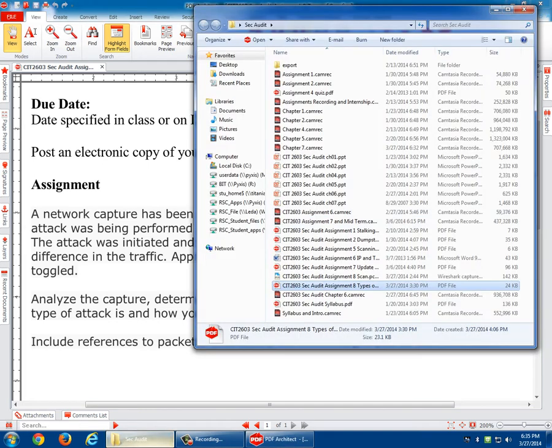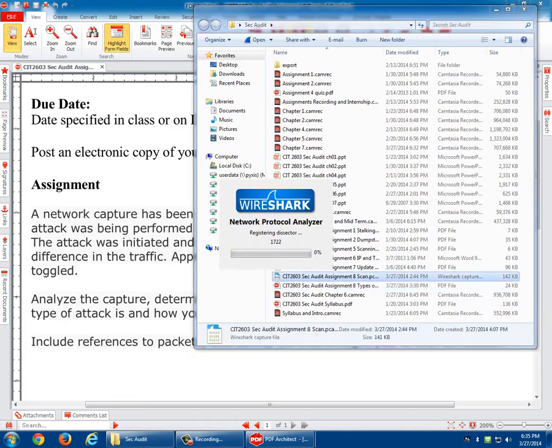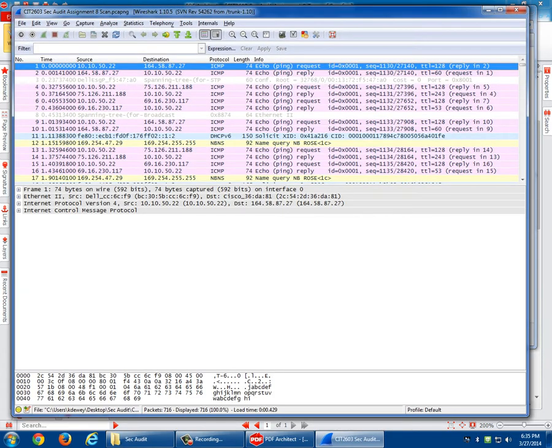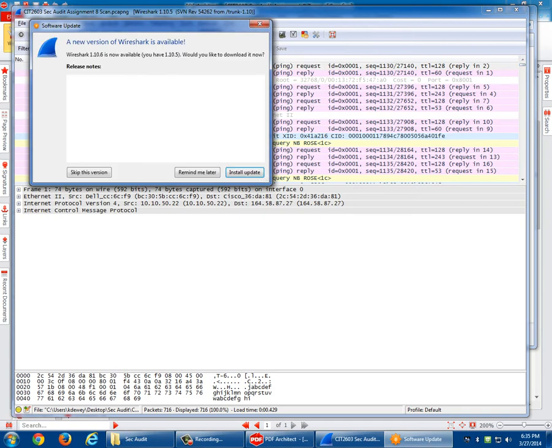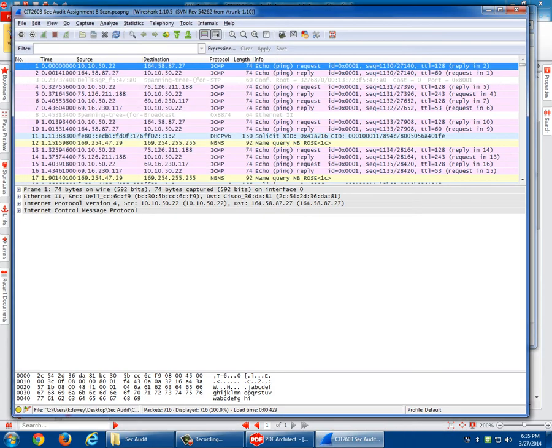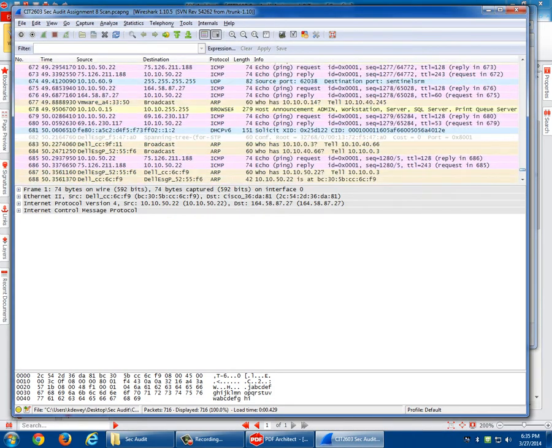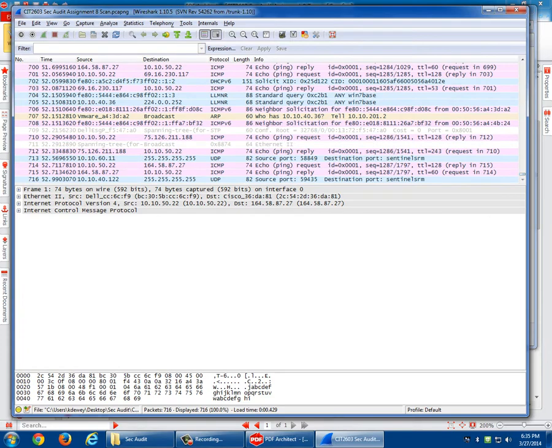The packet capture is up there. Let's see, how many packets are there? There are 716 of them. So it's not 4,000.